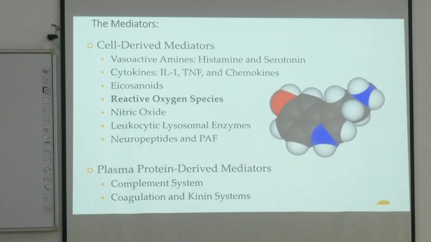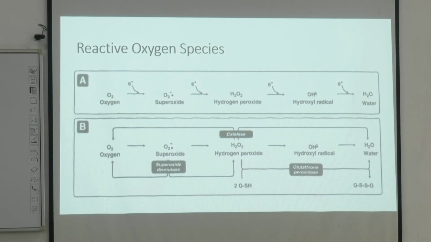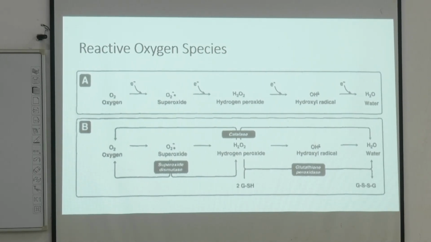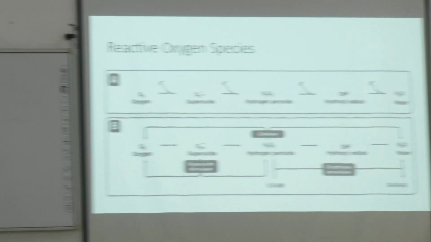Next is reactive oxygen species, danger. There is a production of danger molecules, and to neutralize the danger, we have scavenger molecules in our body. Reactive oxygen species are a very potent tissue damage weapon of our body.